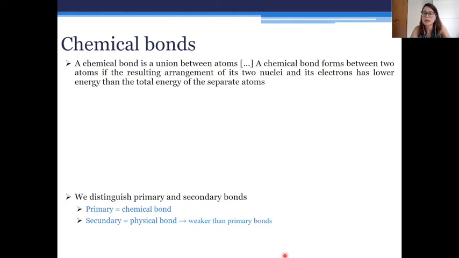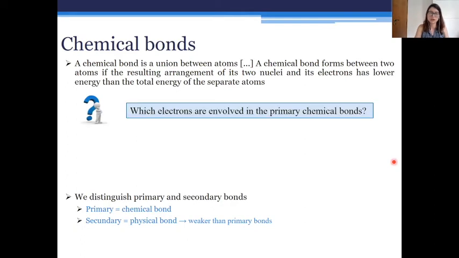So first, let's define what is a chemical bond. It is a union between atoms, and a chemical bond forms between these atoms if the resulting arrangement of its two nuclei and its electrons is in a lower energy state than the total energy of the separated atoms.